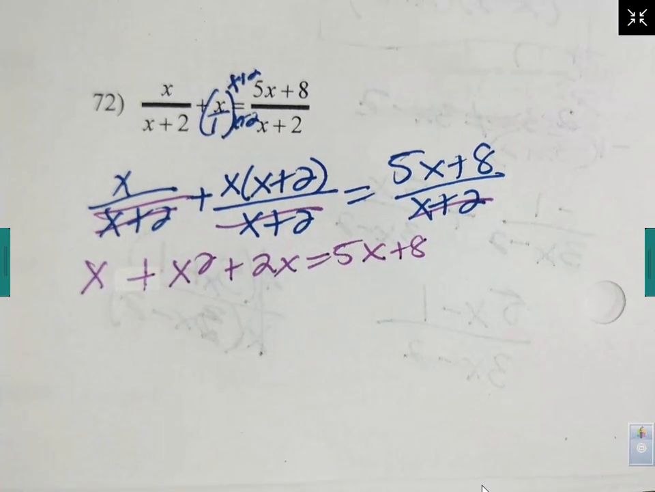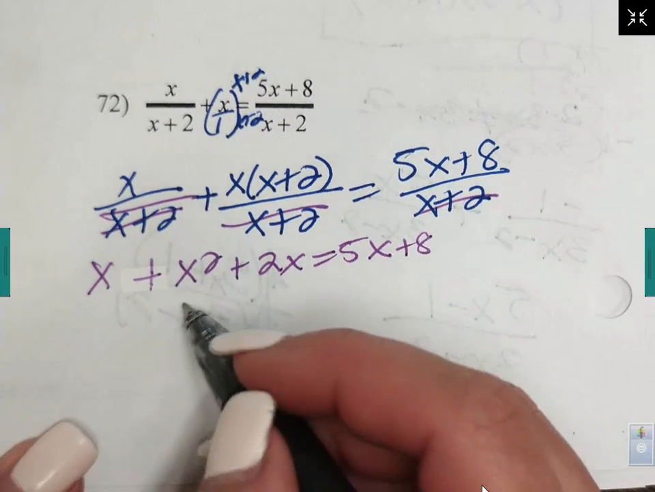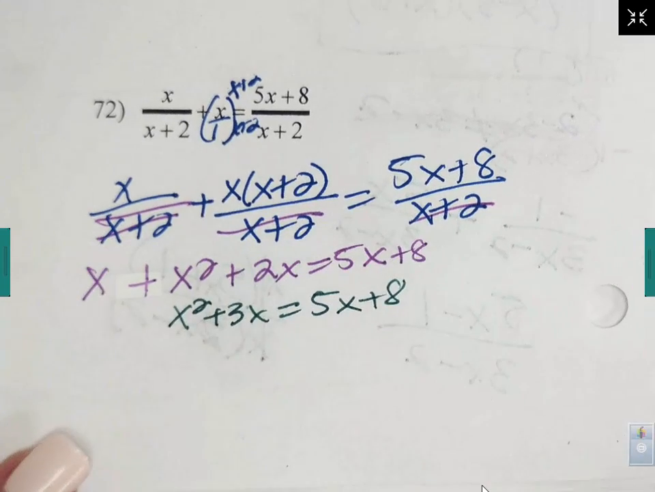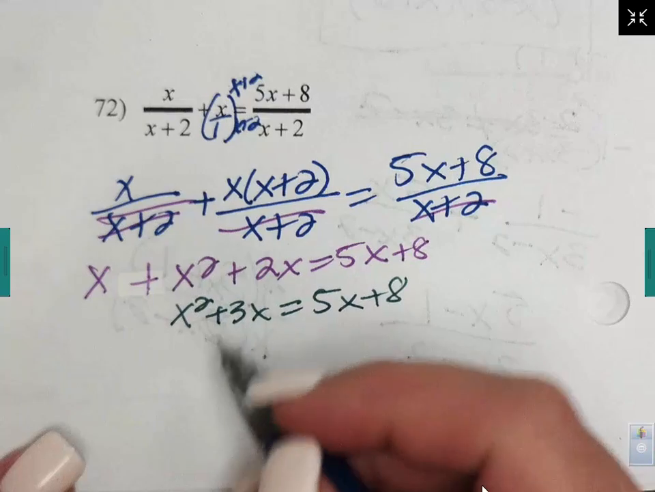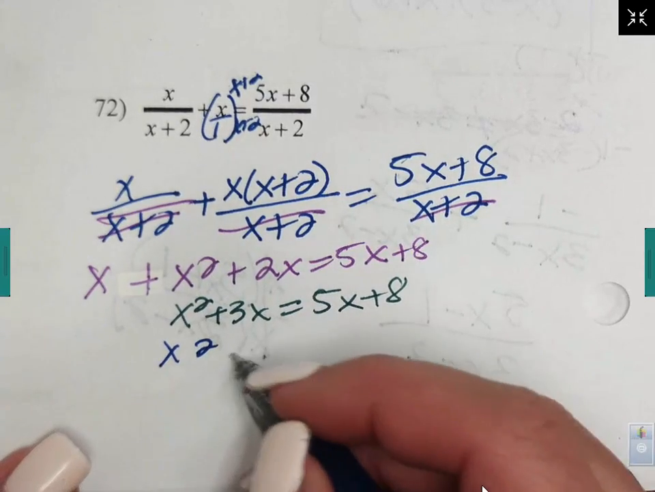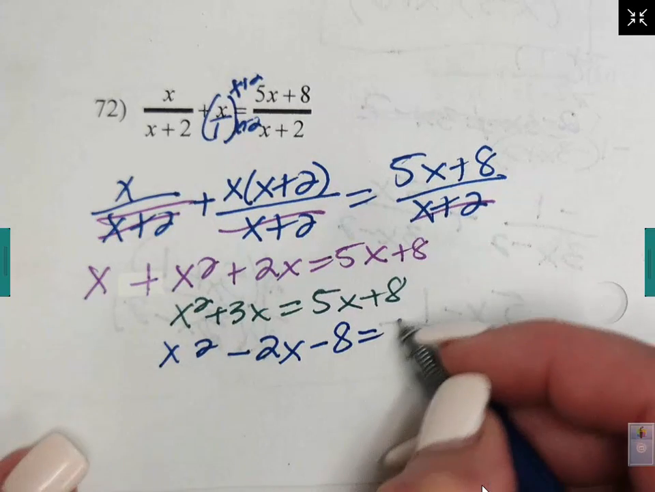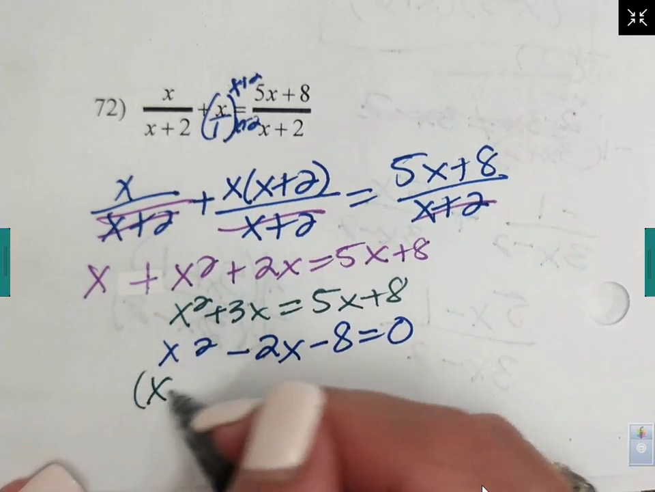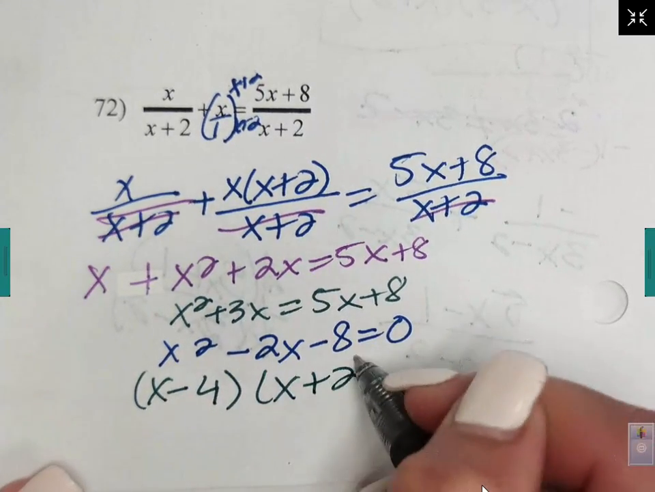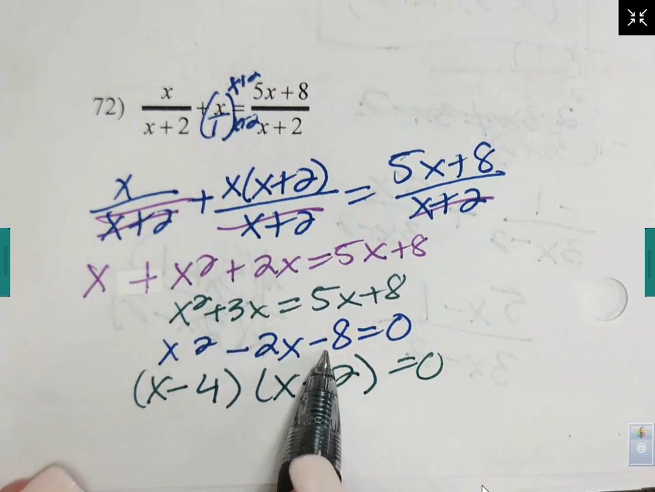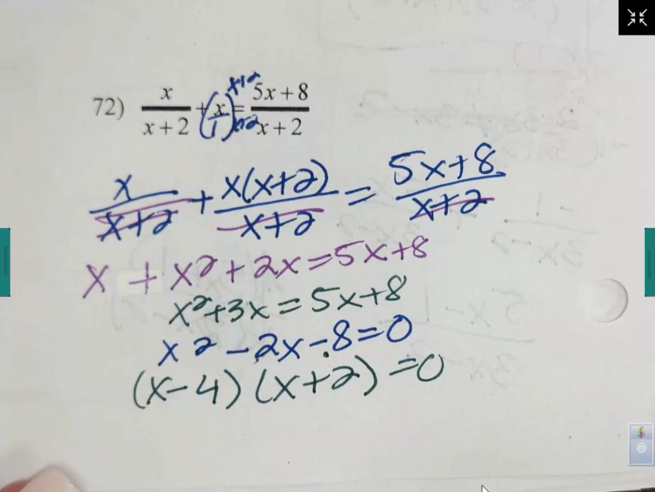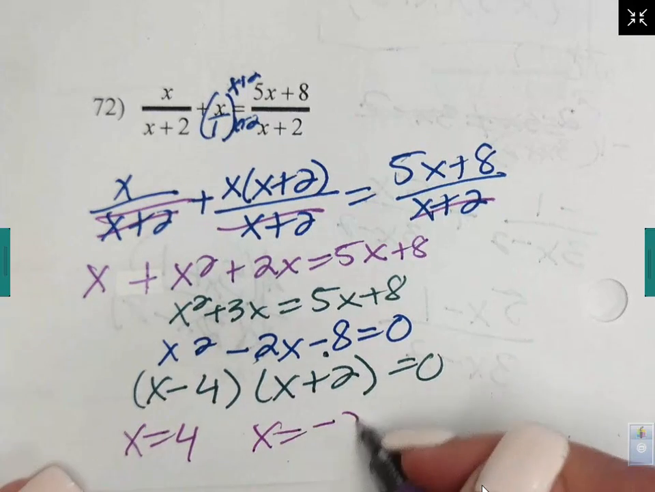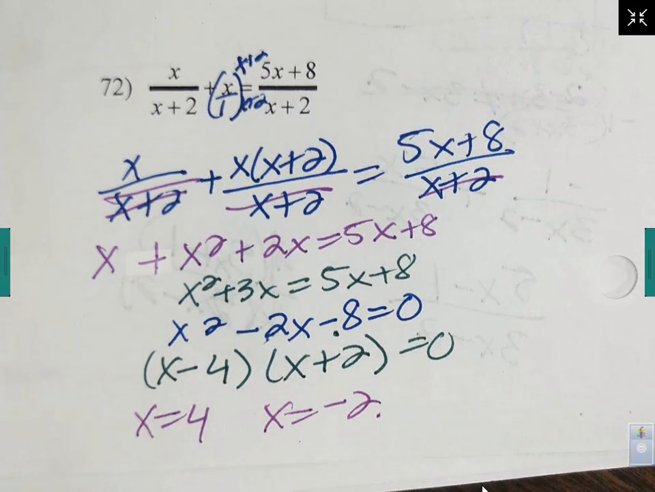At this point, I'm just combining my like terms, solving, and getting one side equal to 0. So that's x squared plus 3x equals 5x plus 8. Now we can subtract 5x and subtract 8 from both sides, and we end up getting x squared minus 2x minus 8 is equal to 0. At this point, we have to factor and solve, right? So our two factors are x minus 4 and x plus 2, because those are the two numbers that multiply to give you negative 8 and add to give you negative 2. Then we'd set both of those factors equal to 0, and we'd get x equals 4 and x equals negative 2, assuming that we don't have any extraneous solutions.